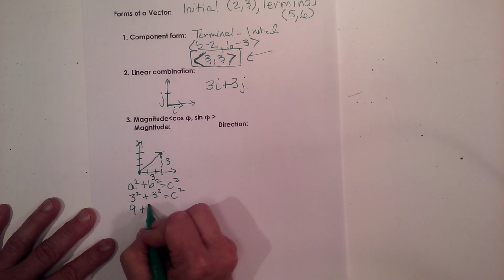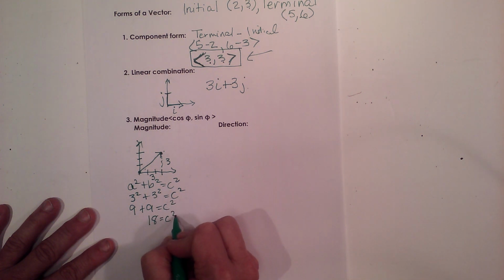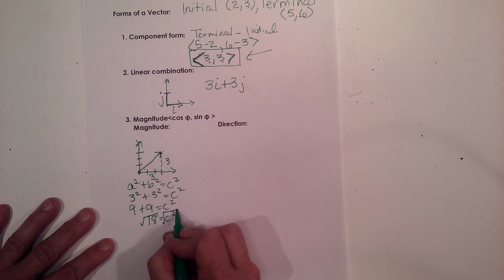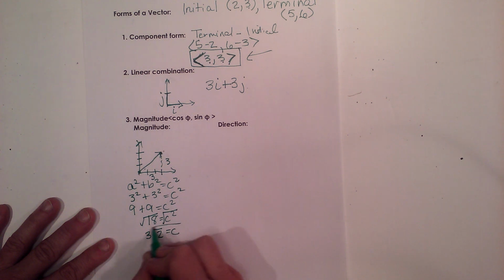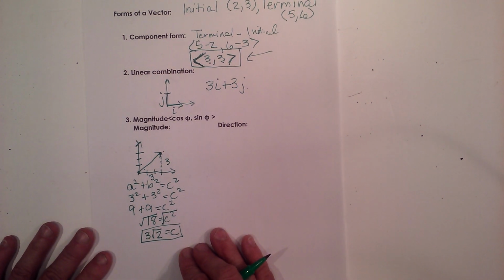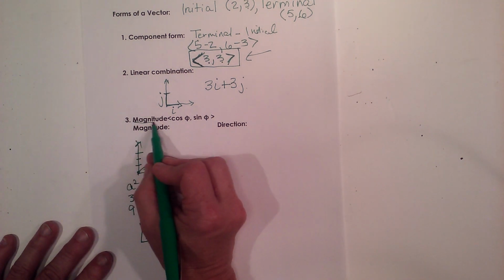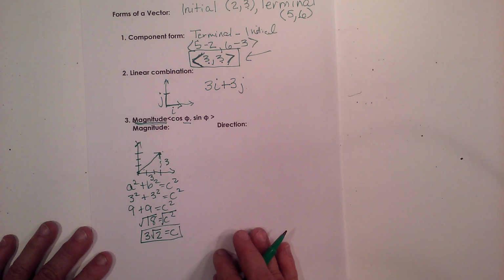So 9 plus 9 is c squared. So 18 is c squared, which we take the square root of both sides, and that ends up being 3 square root 2. And we always take the positive because it's a length. So that is my magnitude. So I'm going to plug it in right here. And now I need to know my direction.